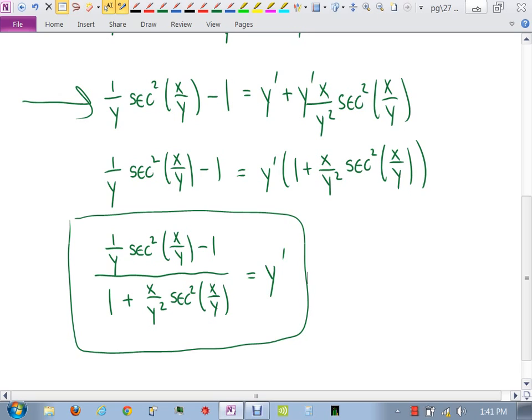So what is the derivative of e to the x? E to the x. And what is the derivative of the natural log of x? 1 over x. Those are two very important formulas to know today as we move forward.